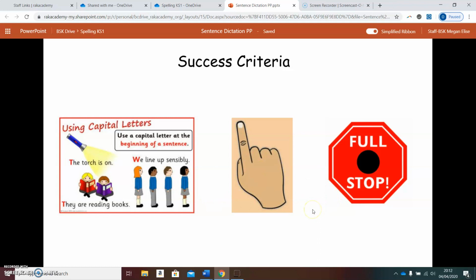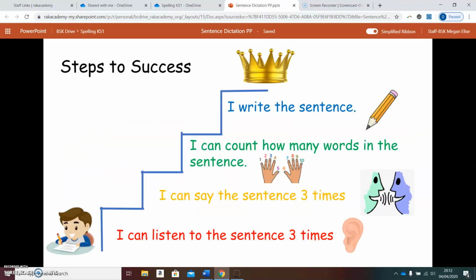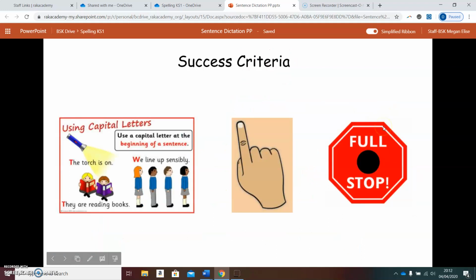I will send you and your mummies and daddies this page as a picture and this page as a picture. So you can look back to them whenever you want, when you need help. So you're reminded to listen, say, count and write, and you're reminded for your capital letters, your finger spaces and your full stops. Good luck with your sentence writing, and remember, these are your top tips to help you.